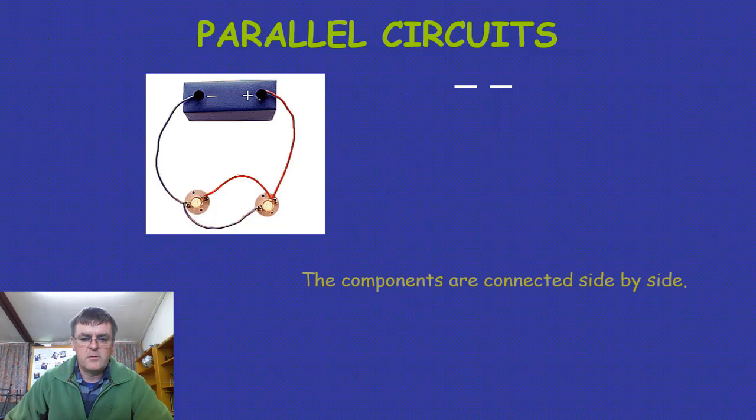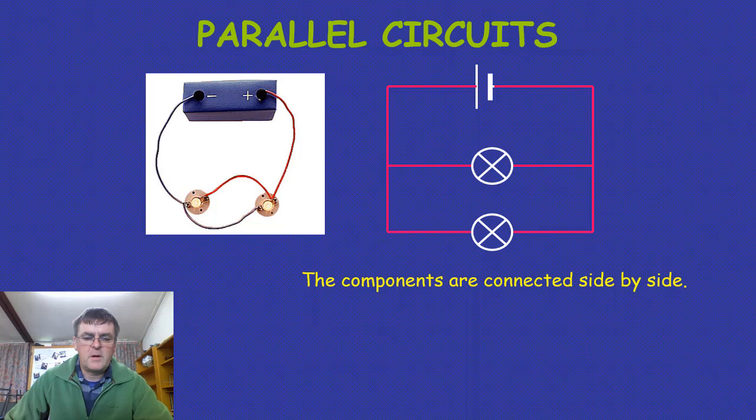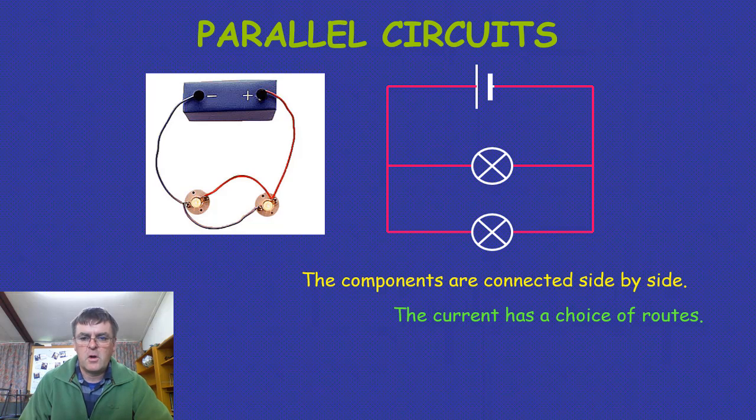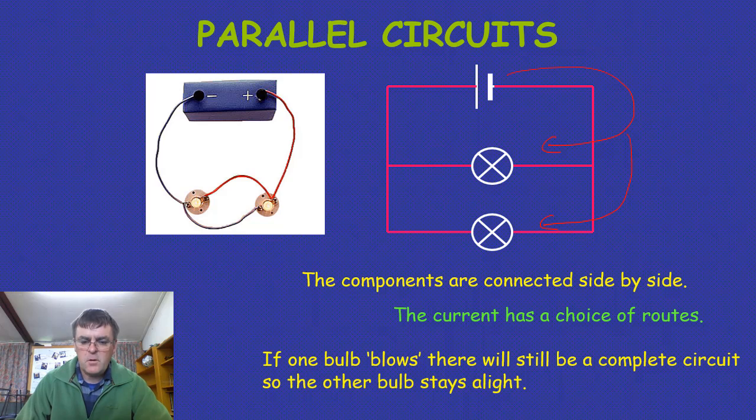So in a parallel circuit, we've got a choice of pathways. They're connected side by side. So it's possibly clearer to see in the circuit symbol diagram there. The current's got a choice of places it can go. So it's coming out of the battery and it can go into there, or it could go into there. It can go either way. So if one of those bulbs blows, so let's say this one dies, this current stops, but we've still got it flowing through here. We've still got a light on.